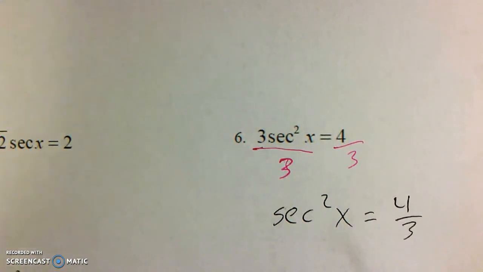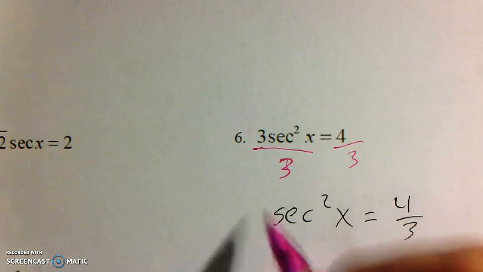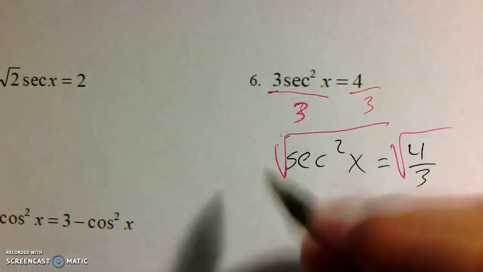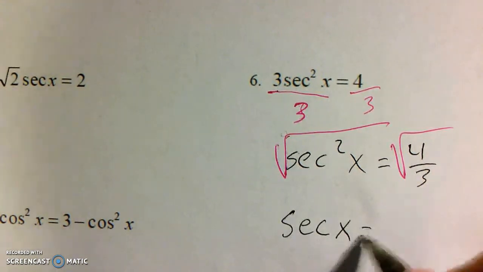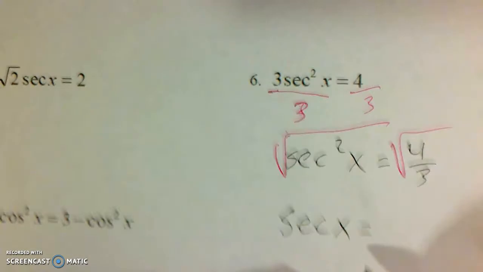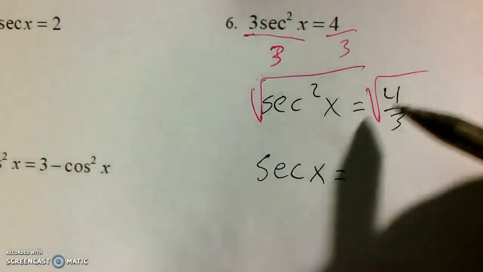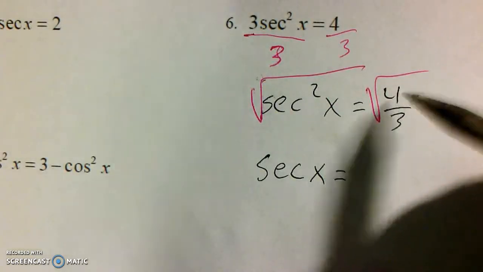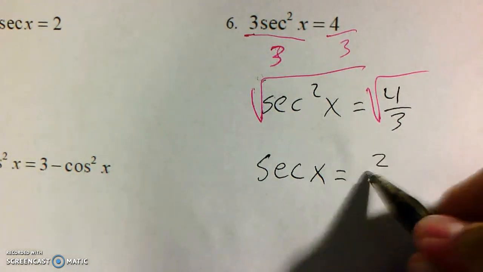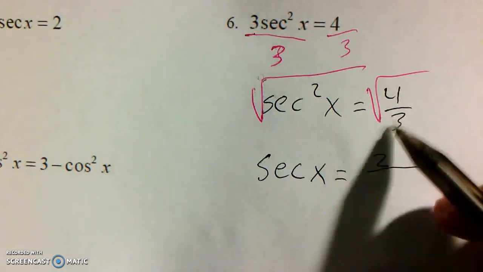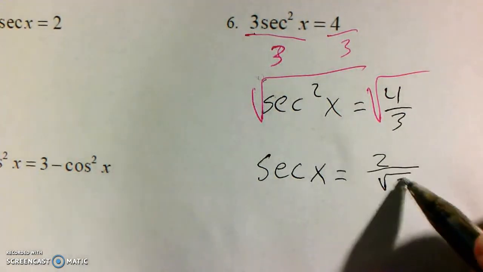And for the most part, you guys will see the square and you want to get rid of the square. You're like, okay, square root both sides. Perfect. But the part that y'all struggle with is actually knowing how to square root that. So this becomes secant x. And then the square root of 4 is 2. Right? So that's going to be 2 over, and then the square root of 3, which is just going to be the square root of 3.